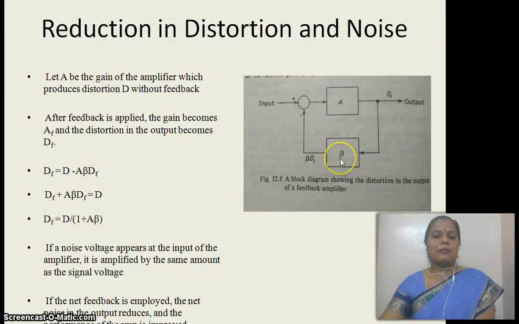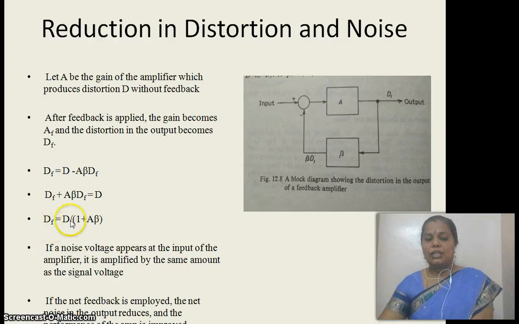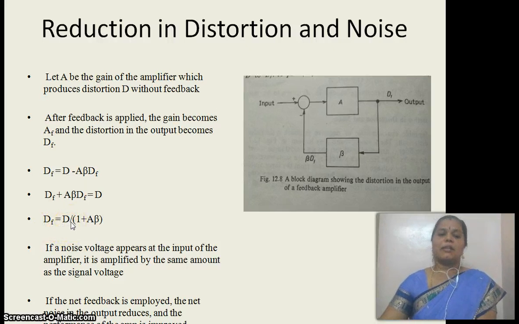DF is given back to feedback, so it becomes beta DF, and here it is A times DF. So what is your feedback signal? Feedback signal is A beta DF. Okay, so just by rearranging the terms, you will be able to end up with the formula to calculate the distortion in feedback systems. So here too, we can have the same conclusion.